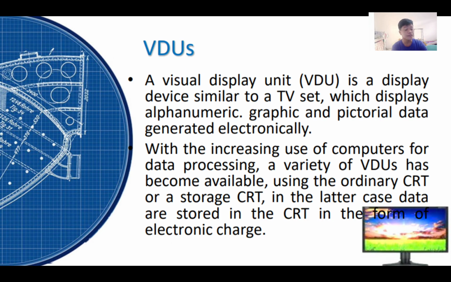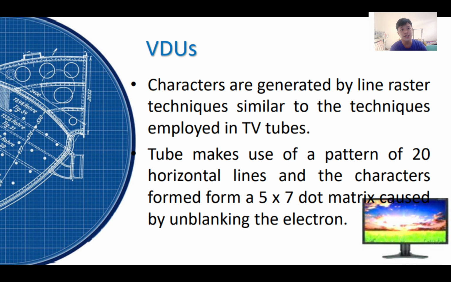So it is a display. The VDU is a device similar to a TV set, which displays alphanumeric, graphic and pictorial data generated electronically. With increasing use of computers for data processing, a variety of VDUs has become available using the ordinary CRT or the storage CRT. In the latter case, data are stored in the CRT in the form of electronic charge. Our technology at the present time, like TVs, gadgets, and cell phones, is of the type of visual display unit.